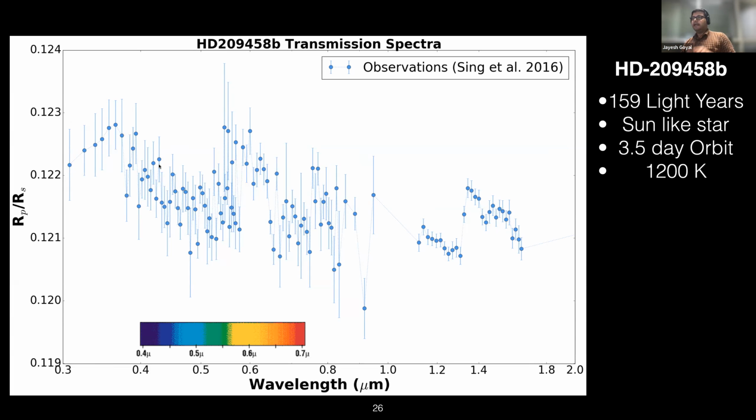Okay, so now the main point. This is how the spectrum looks, but what does this mean? How do we interpret which gases are present? What does this tell you? So in this case, we need to start going into the depth of models.